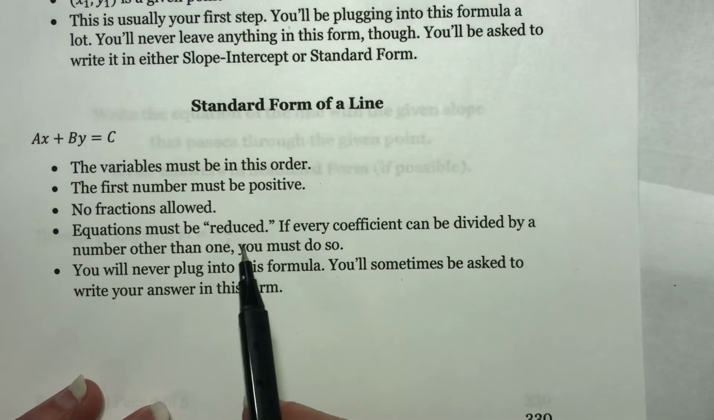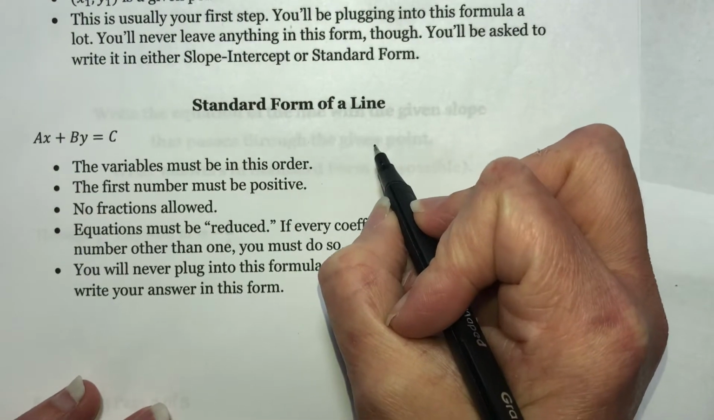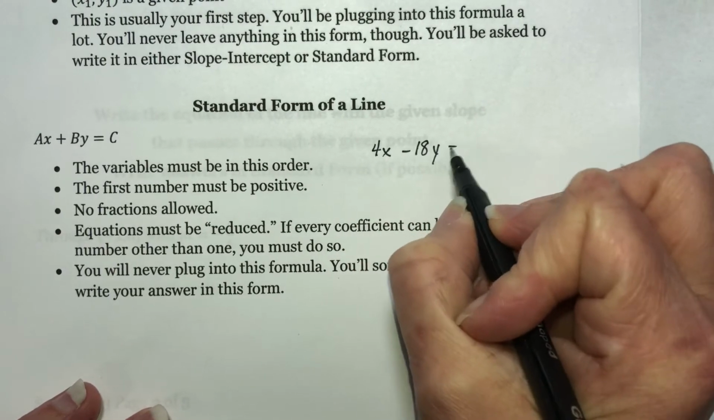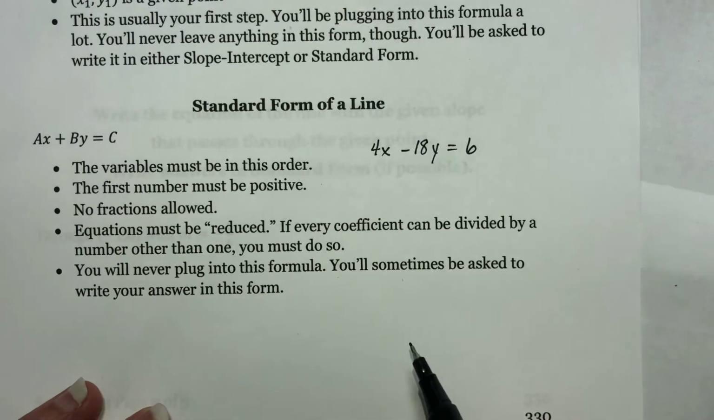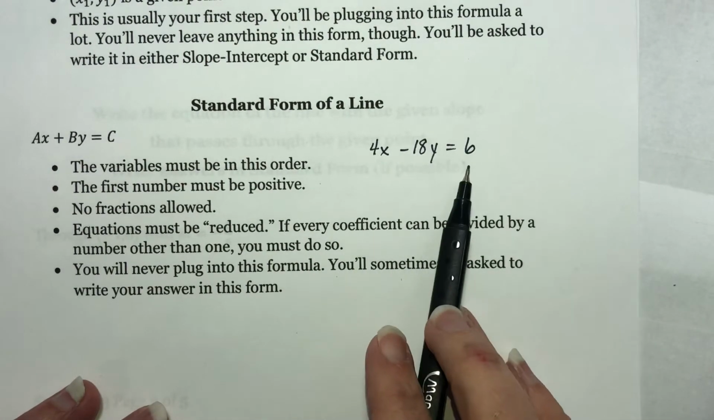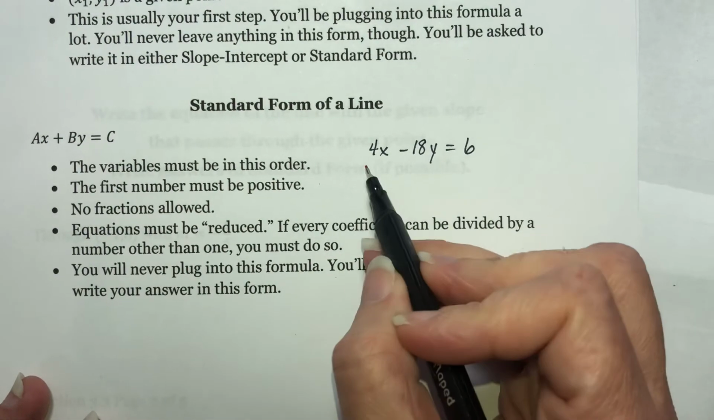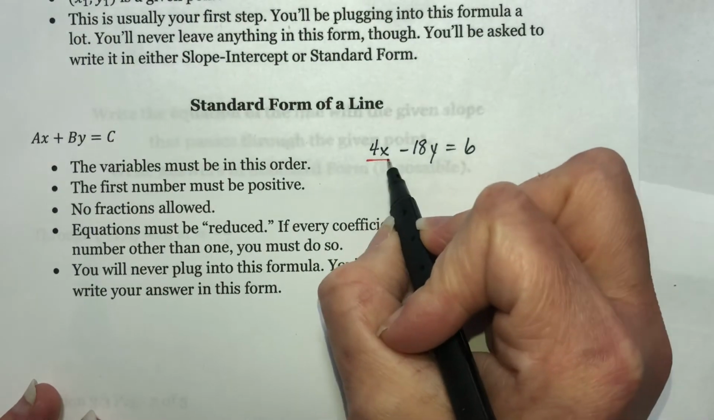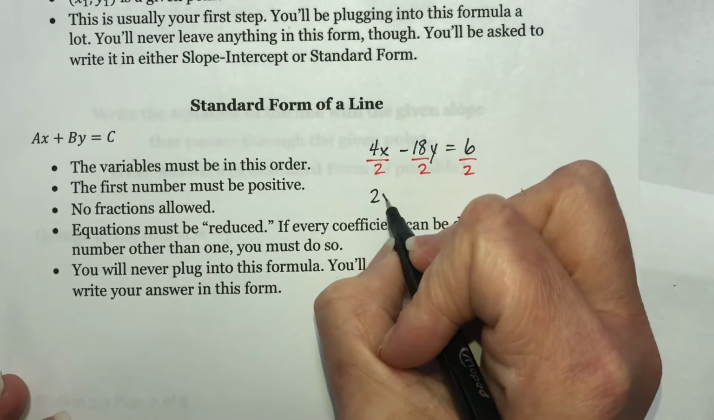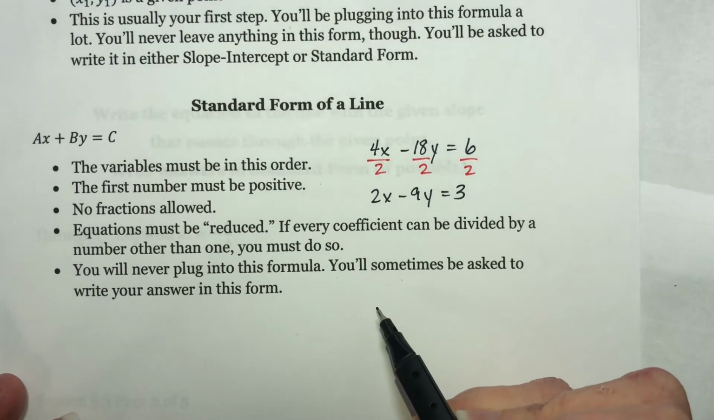Equations must be quote-unquote reduced. I don't have a better word for this. So what I mean by that is, let's say we had 4x minus 18y equals 6. I don't have fractions. They're in the right order. The first number is positive, but this is not in standard form because each of these numbers can be divided by 2. It really is like reducing a fraction. If I can divide all of these by a 2, I must do that. So that would be 2x minus 9y is equal to 3. This would be the standard form of that particular equation.